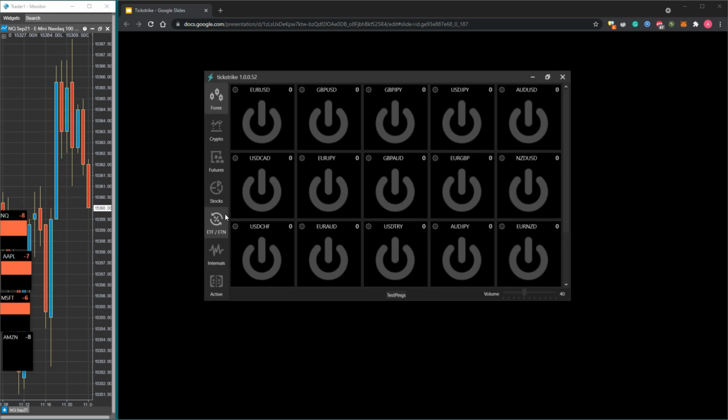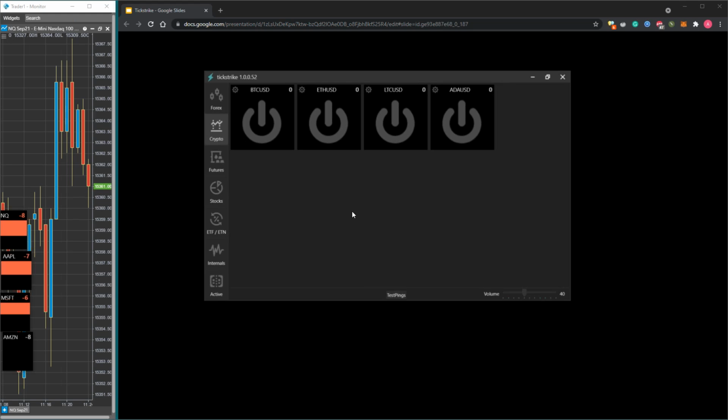Okay. So that's that. The new thing we've added is also crypto. This has been really great so far. A lot of people really like it. We've got Bitcoin and Ethereum, Litecoin and ADA. Those are the instruments we're doing the testing with at the moment, and hopefully we'll add a bunch more, and that'll be pretty cool as well.